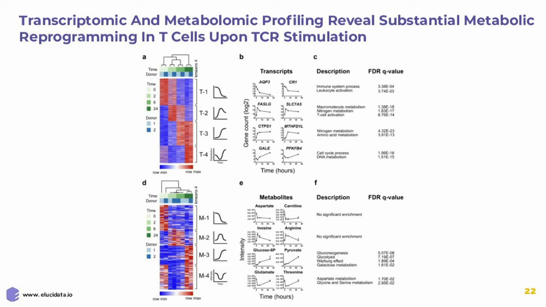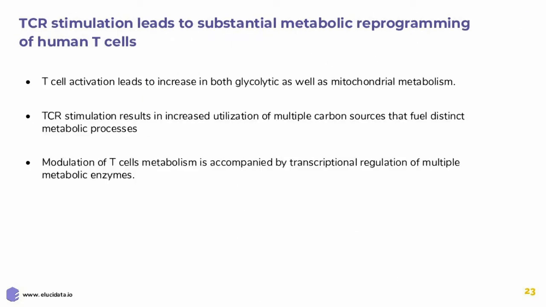to each other. So essentially, if I were to summarize what I have told you so far, what we found was that there are a huge number of similarities between mouse and human T cell metabolism. Upon activation, both glycolytic as well as mitochondrial metabolism is upregulated in human T cells. The TCR stimulation leads to utilization of not just glucose, but other carbon sources such as glutamine as well. And these seem to have different fates inside the T cell.